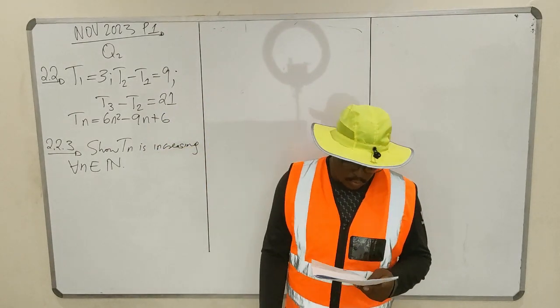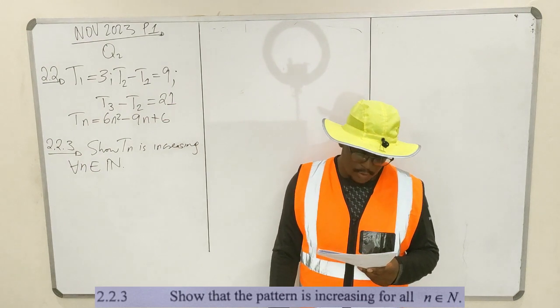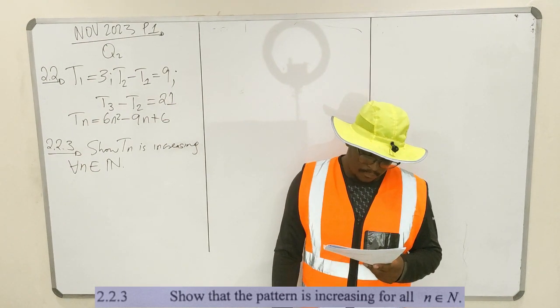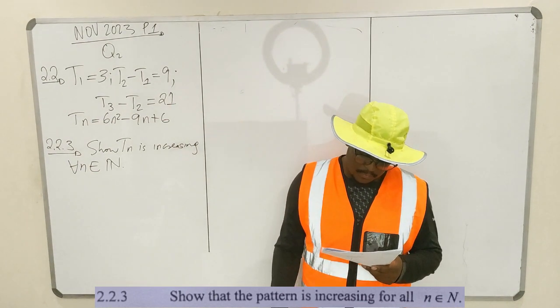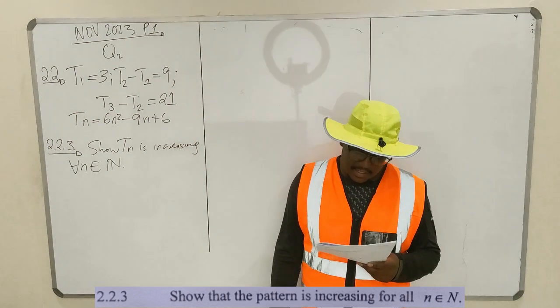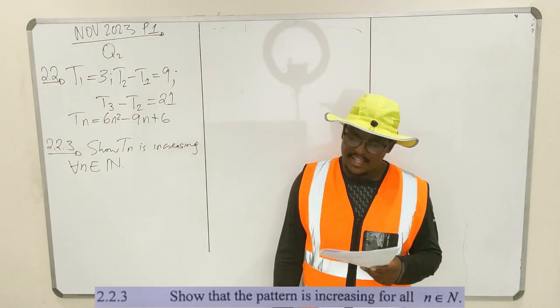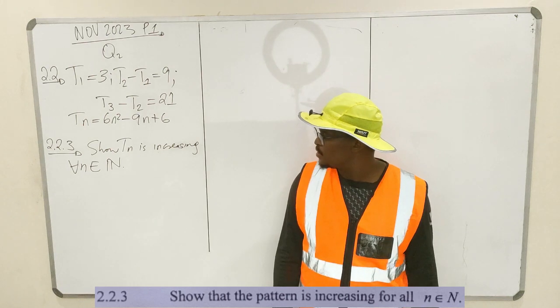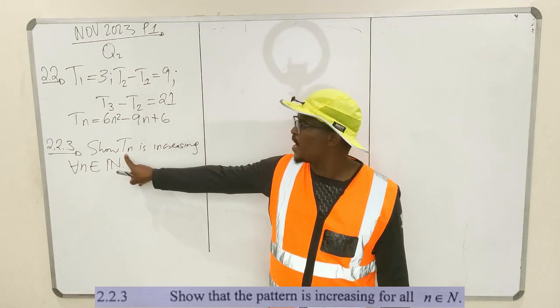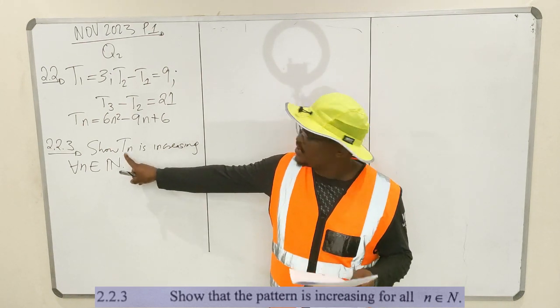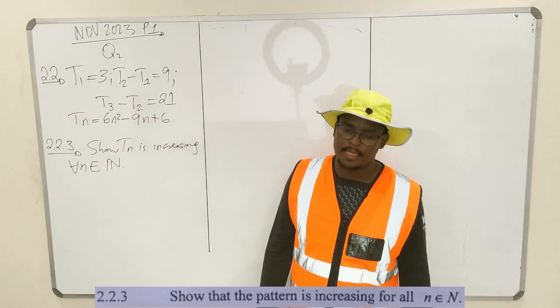So we go to 2.2.3. 2.2.3 reads as follows. Show that the pattern is increasing for all n is an element of natural numbers. So they wanted to show that your pattern is increasing for all n is a natural number.